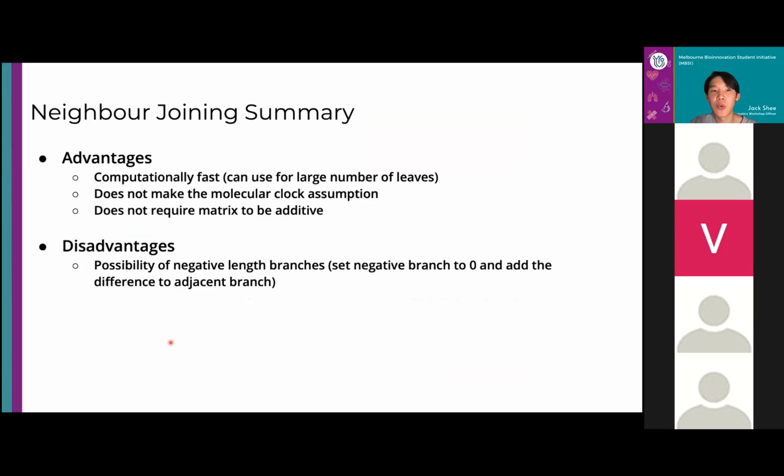So we see that the neighbor joining tree has similar advantages to a UPGMA tree, but it has the advantage that it doesn't make the molecular clock assumption. It does still have some disadvantages in that it could assign a negative length branch, but we can overcome this problem just by setting that negative branch length to 0 and then adding the difference to its adjacent branch.